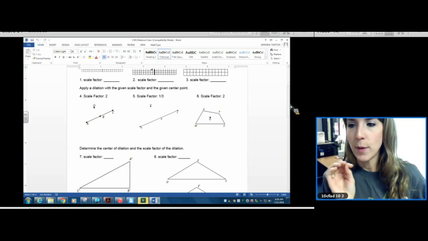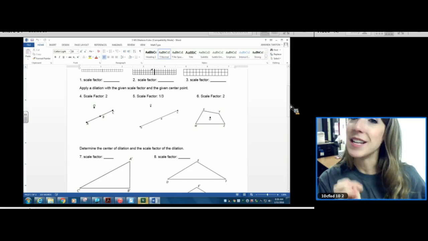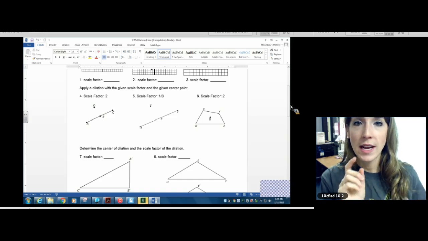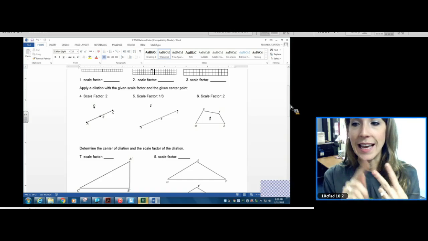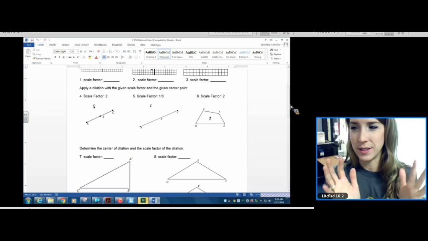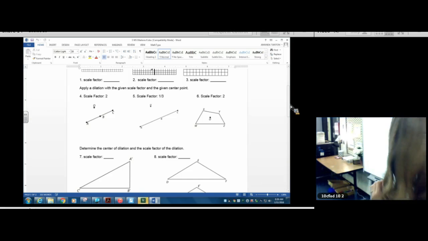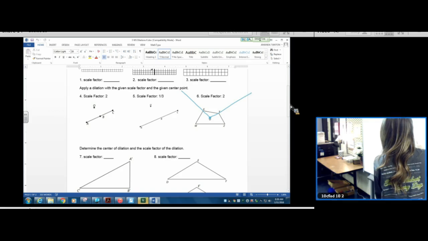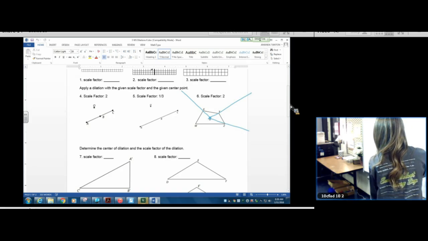Alright, so if we have a figure and we have a center of dilation, and we want to dilate that figure, we need a ruler, and we need to connect the dots. That's how we always start these, connect the dots. So I'm going to connect O to X. I'm going to connect O to Y. I'm going to connect O to Z. I'm going to connect O to W.